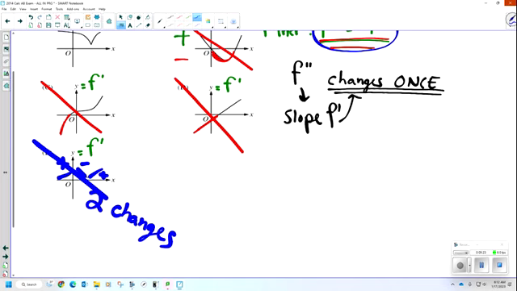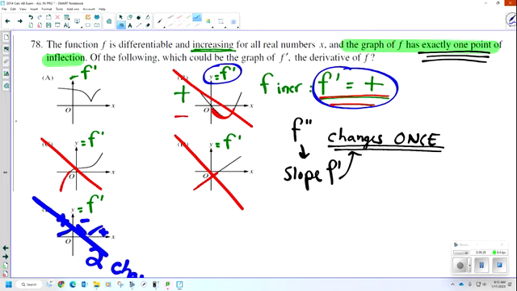Okay, let's take a look at A and just confirm it. Negative slope, that's all negative. This is positive. There you go, that's 1 change. Boom, that's it. Now, please, please, please do not fall for this.